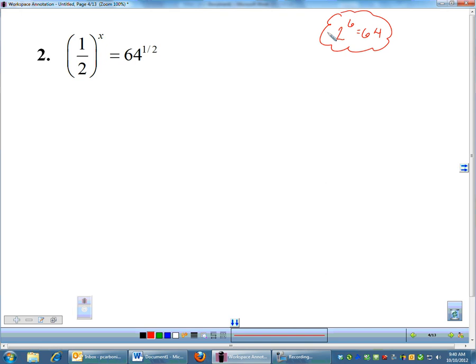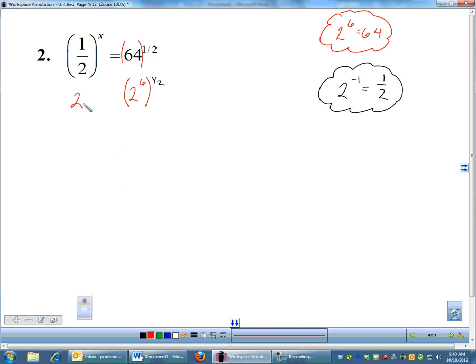So I'm kind of holding that in the back of my mind. I know that I could change 64 to 2 to the 6th, and that would be raised to the 1/2 power. Now 1/2, if you remember, is the same thing as 2 to the negative 1 power. So there's something else we're going to take advantage of. 2 to the negative first is 1/2.